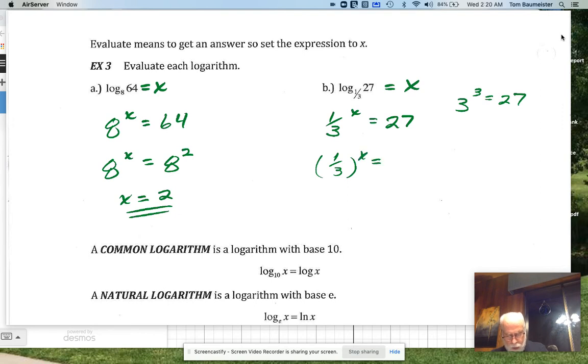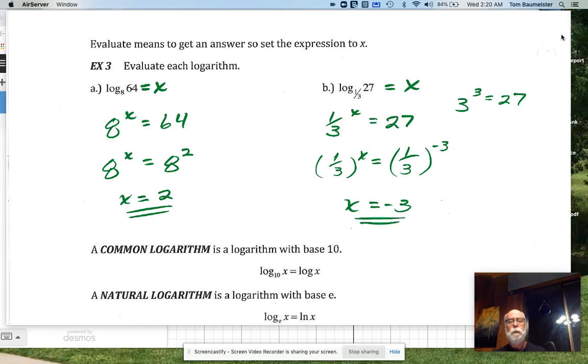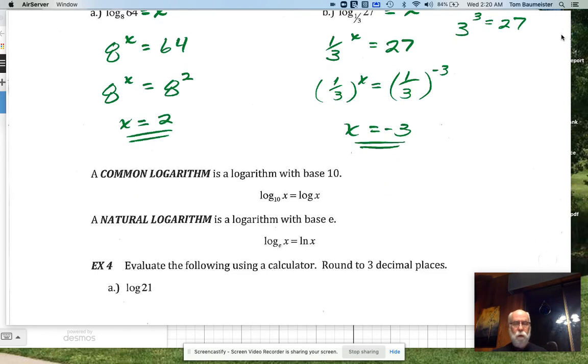All right. And so again, I want the bases to be the same. Well, if you think about it, I can just make that be a -3 there, right? So then if that's the case, then we can say that x is equal to -3.